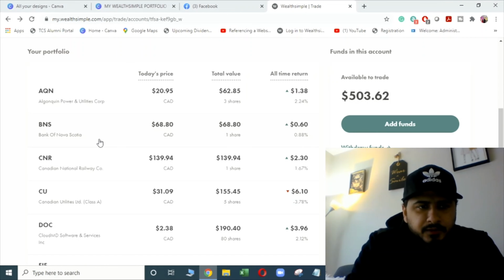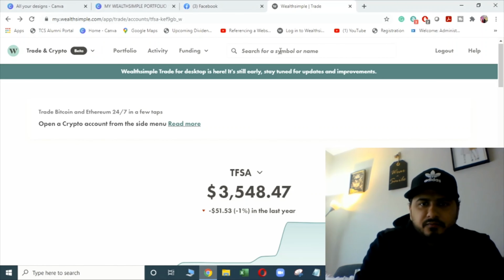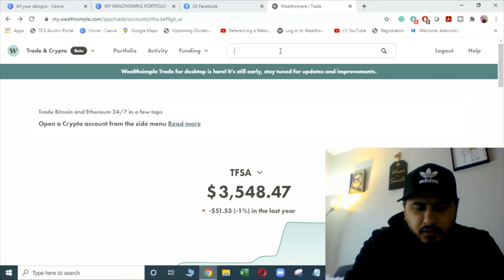Second holding that I'm holding is BNS, that is Bank of Nova Scotia. So these are the ticker symbols wherein you can search it. So let me demonstrate to you how to search a stock. For example, I want to search Bank of Nova Scotia.